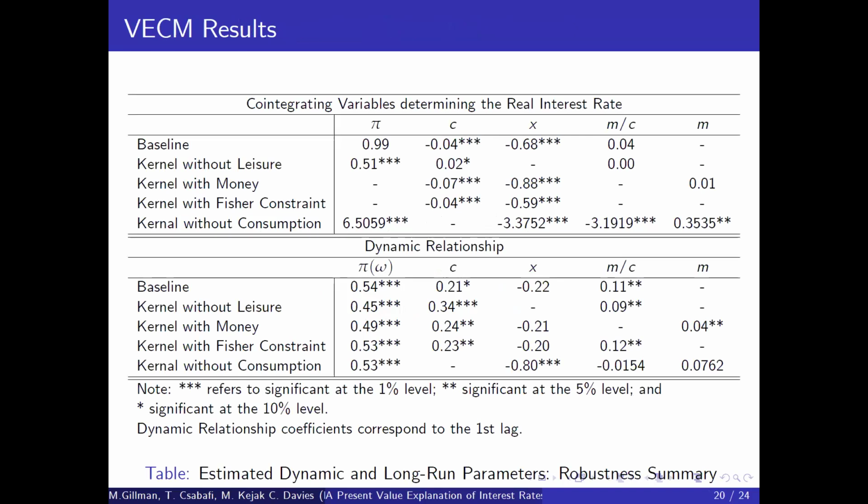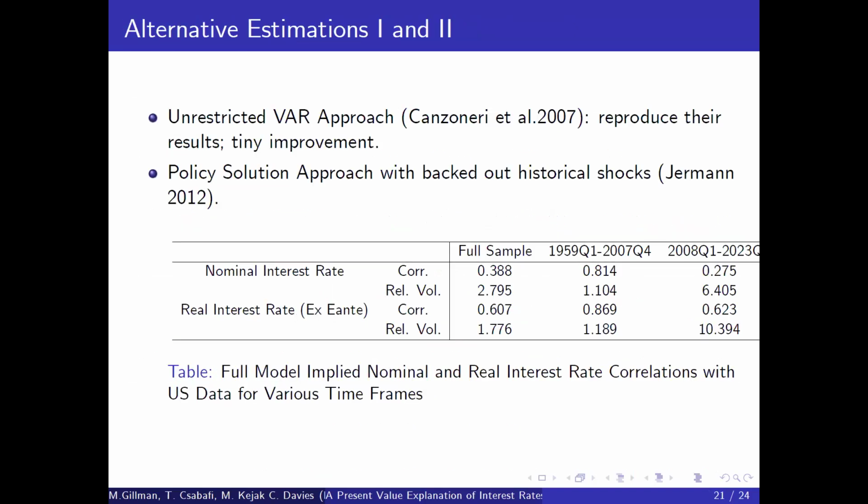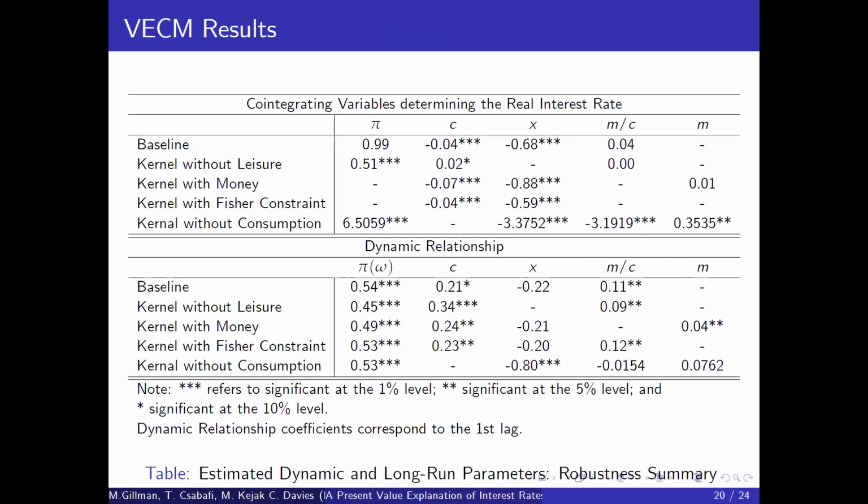So this summarizes all the results. And those are the last slides, you see. This is just showing you both the dynamics and the co-integrating vector up here. And in the co-integrating vector in the baseline, you get just consumption and leisure being significant. So it's like a Fisher equation in the co-integrating vector.